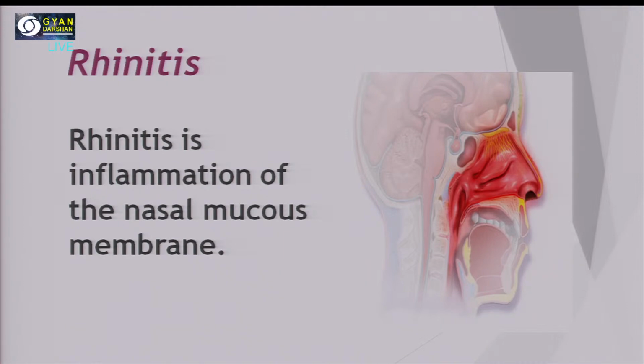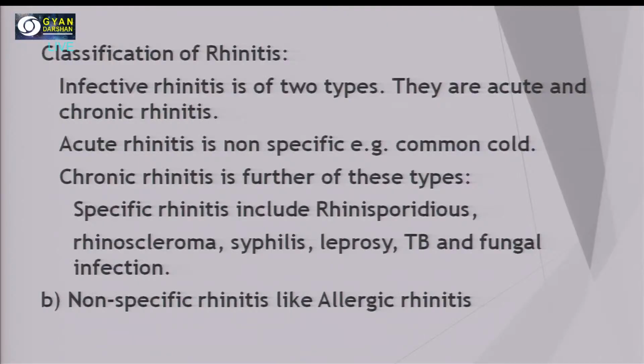Rhinitis is known as the inflammation of the nasal mucosa or nasal mucous membrane. There are various classifications or types of rhinitis. They can be infective, acute, chronic, or non-specific as well as specific. Infective rhinitis is of two types, acute and chronic, and the acute rhinitis is non-specific, for example, common cold. Chronic rhinitis is of various types, depending on what kind of organism is causing the problem. For example, there can be rhinoscleroma, syphilis, leprosy, tuberculosis, and fungal infection.